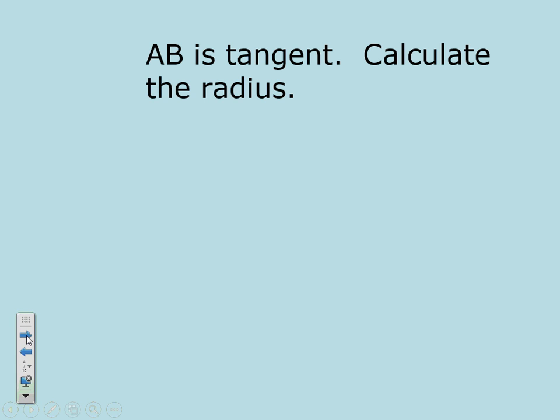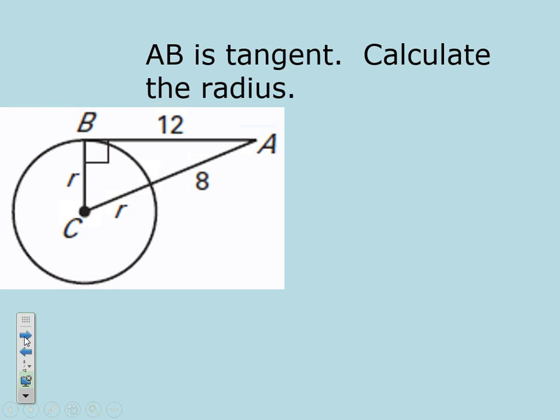Now we're going to move into some examples. So AB is a tangent, and we need to calculate the radius. If we look at this, tangents create right angles with our radius right here. It's very important for us to know. If we look at this, we see right away we have a right triangle, and we know how to solve right triangles. We're going to use Pythagoras' theorem.